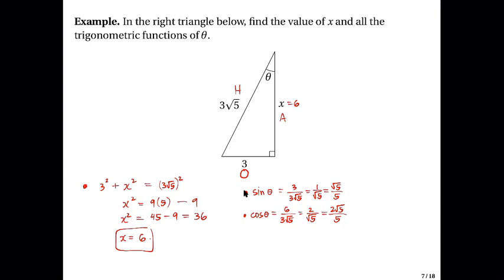And then tangent theta. Tangent theta, it's TOA. So it will be opposite over the adjacent. So we will have 3, that's the opposite side. And the adjacent side, it's 6. So this is equal to 1/2.